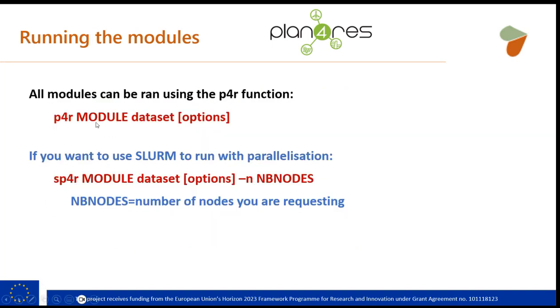Running all the modules is pretty easy. You have to use the P4R function with P4R, name of the module, name of the dataset, and some options. And this can also be used if you are on a cluster with Slurm to run parallelization. In this case, you have to use the SP4R function, name of the module, name of the dataset, options, and an additional option -n with the number of nodes you are requesting.